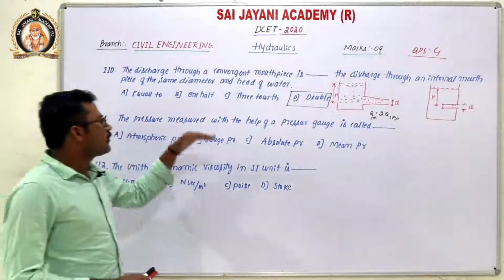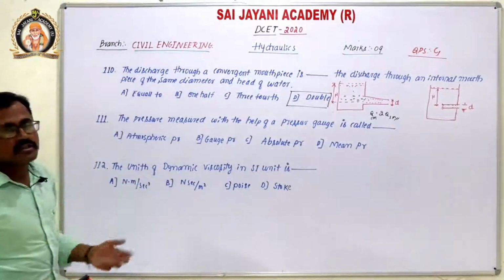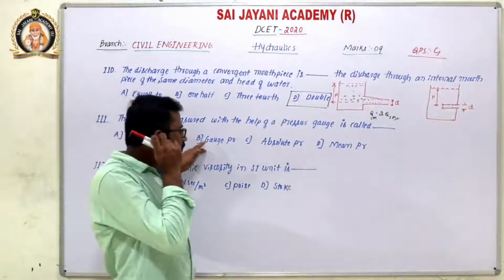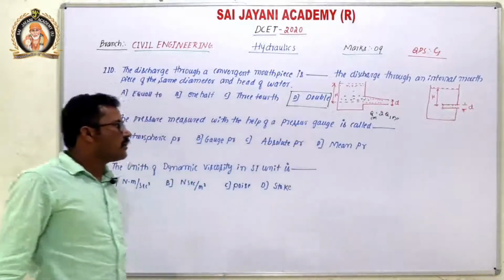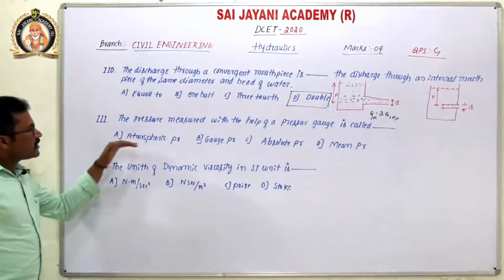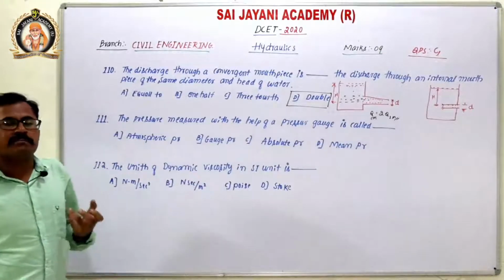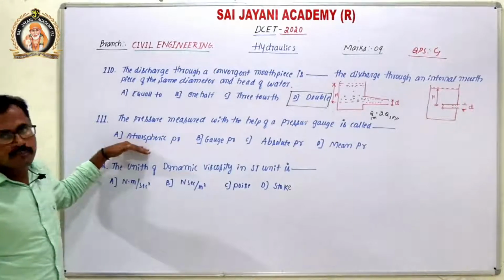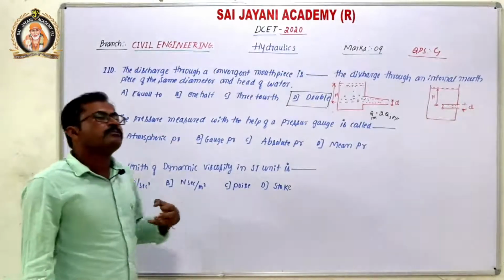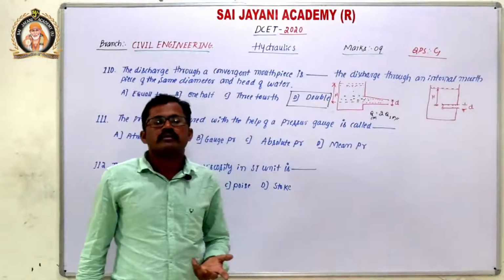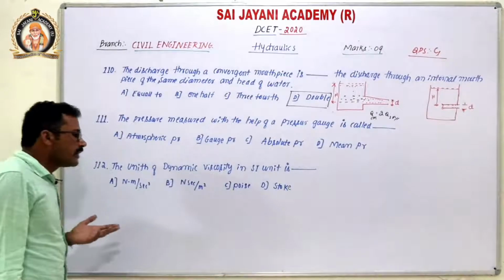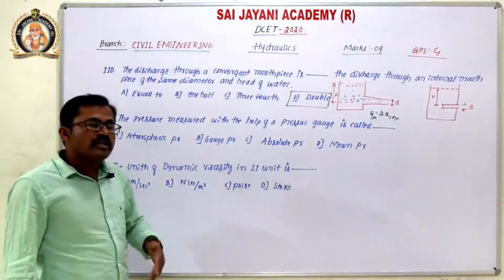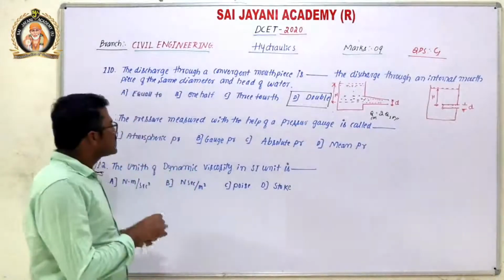The pressure measured with the help of pressure gauge is called dash. Option A, atmospheric pressure. Option B, gauge pressure. Option C, absolute pressure. Option D, mean pressure. So the pressure exerted by atmosphere, or the pressure present in atmosphere, is known as atmospheric pressure. The pressure which can be measured by any pressure measuring instrument, such as manometer and mechanical gauges, is known as gauge pressure.